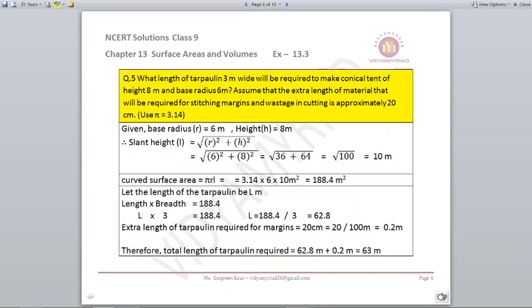Now they are also telling us there are stitching margins which are required, and we need to keep it for 20 centimeters. We need it in meters. So what we will do is convert 20 centimeters into meters by dividing it by 100, you get 0.2 meters. So we need extra 0.2 meters, which means total length required will be 63 meters.